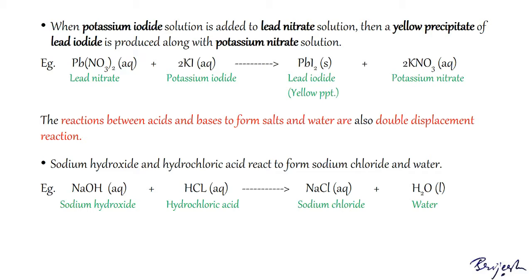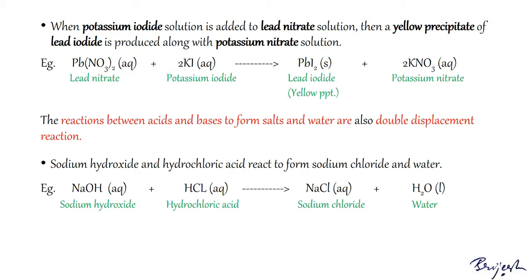When ammonium hydroxide solution is added to aluminium chloride solution, a white precipitate of aluminium hydroxide is formed along with ammonium chloride solution. So in this double displacement reaction, two compounds, aluminium chloride and ammonium hydroxide, react by an exchange of their ions to form two new compounds, aluminium hydroxide and ammonium chloride. Next example, when potassium iodide solution is added to lead nitrate solution, a yellow precipitate of lead iodide is produced along with potassium nitrate solution.